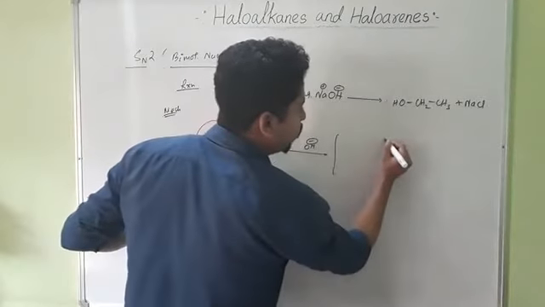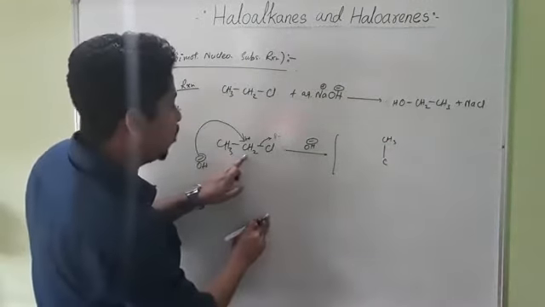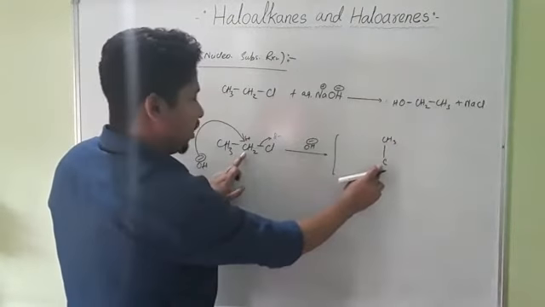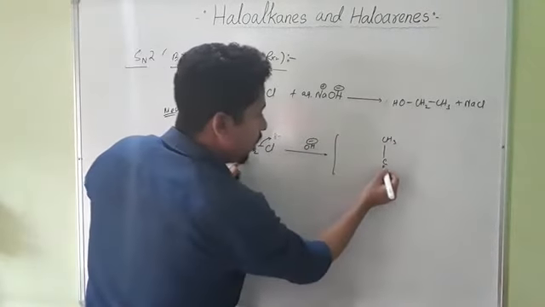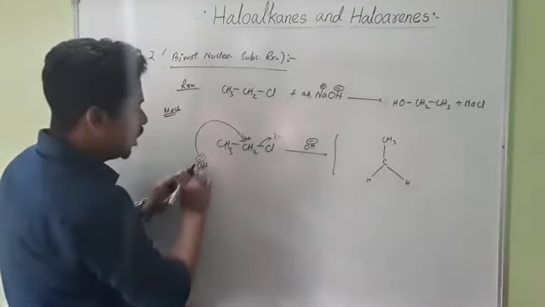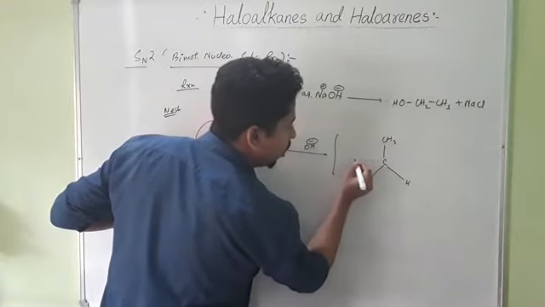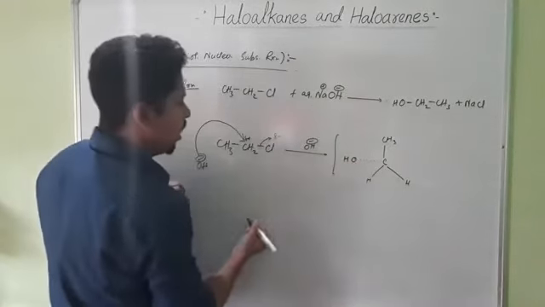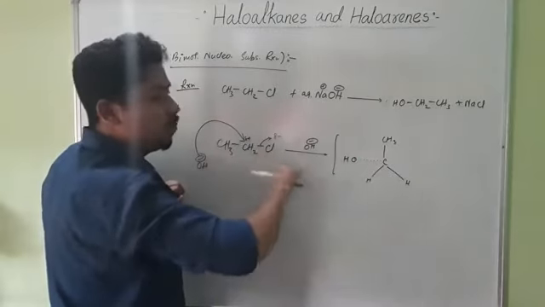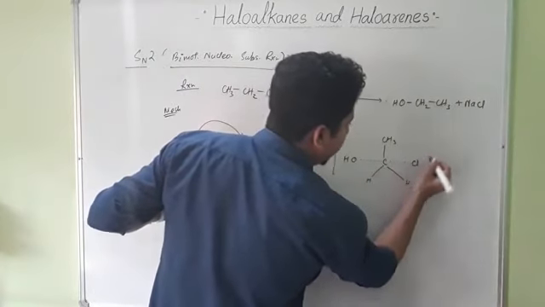So what will happen here? You see CH3 bond C. Along with this C, we have 2 hydrogens, so one hydrogen, another hydrogen, and here you see this OH minus is attacking. So you can write this OH minus here. When this OH minus attacks, this Cl bond will break. So I am writing both in a dotted line.